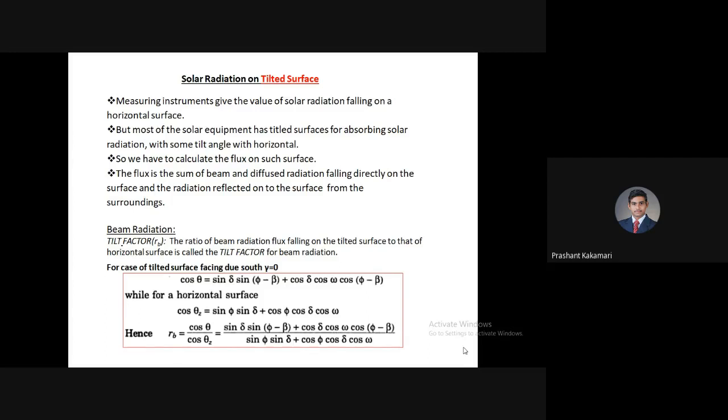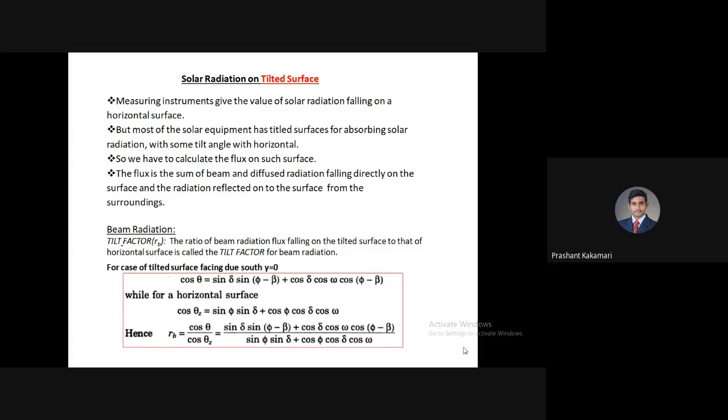Now coming to the tilted surface, here they have given some points to understand. Measuring instruments give the value of solar radiation falling on a horizontal surface. But most solar equipment, like flat plate collectors in water heaters or PV cells, are tilted surfaces absorbing the solar radiation with some tilt angle with the horizontal. That's why it is important, because in real life, in many applications, we are going for the tilted surface only.